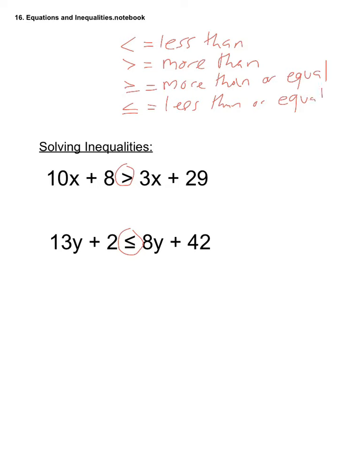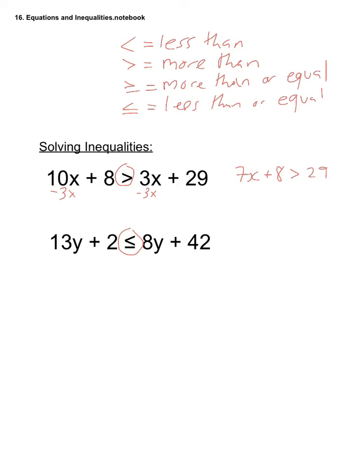So for our first question here, again we need to get our variables together and our units together. So we're going to subtract 3x from both sides, first of all. We're left with 7x plus 8 is more than 29. Remember, that inequality stays the same. We don't replace it with an equal sign at any point during this question.